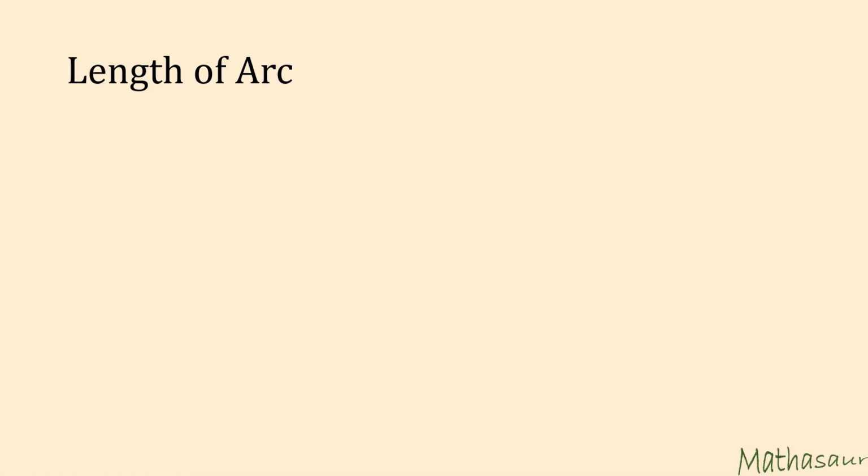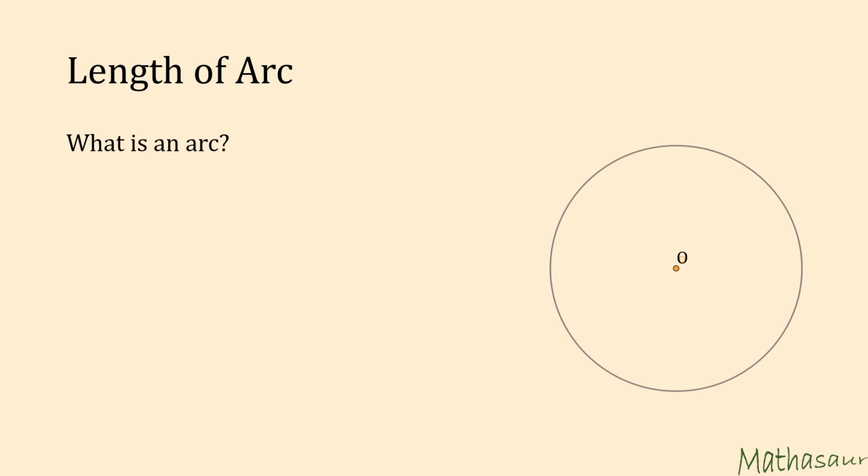Today let us look at length of arc of a circle. So what is an arc? It is a piece of the circumference or perimeter of the circle. We could also look at it by drawing two radii, OA and OB. So the piece of circumference between these two radii, that is arc AB.